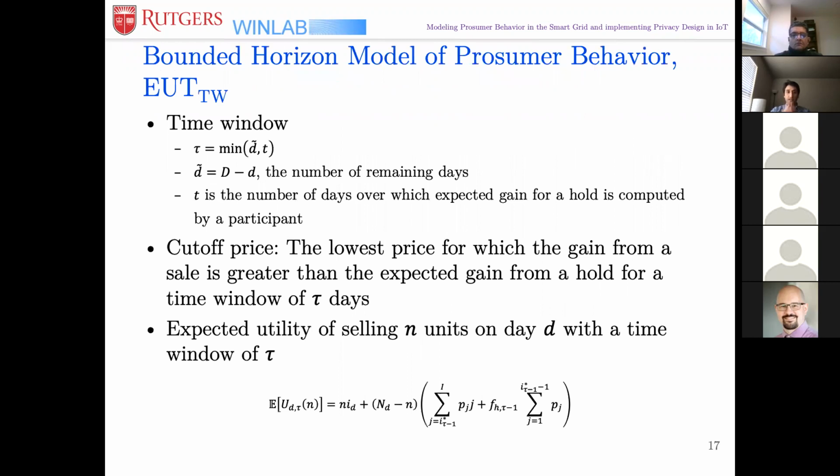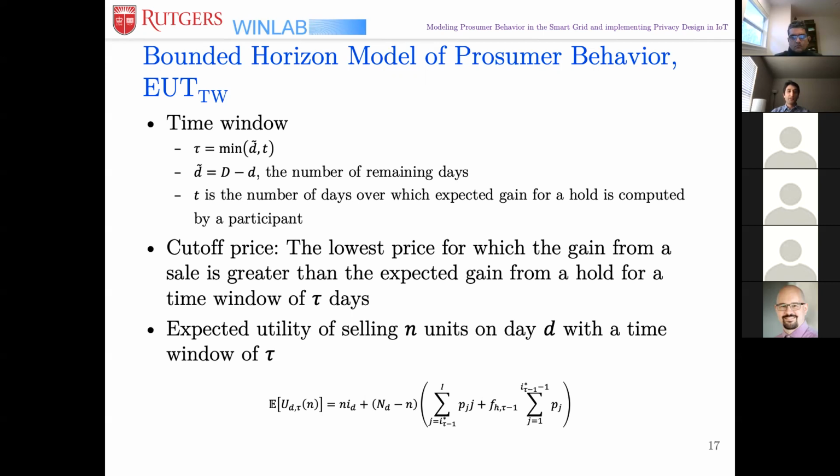In the bounded horizon model, a prosumer may compute the probability of selling at a higher price over a fixed number of days, called a time window, until near the end of the study, when the remaining days are fewer than the number of days in the prosumer's time window.